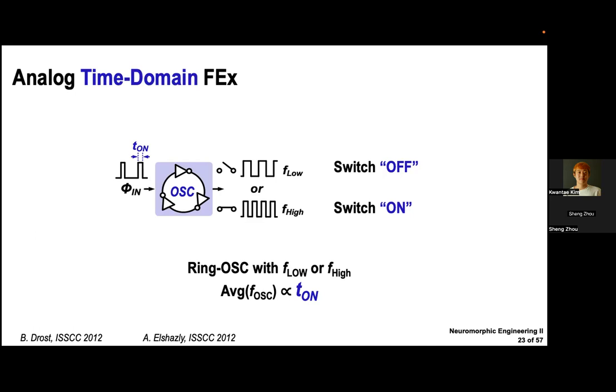Here we have an input PWM signal, P-in, with a fixed on time, and it switches the ring oscillator on and off, running faster or slower. It switches on and off the current flowing into the oscillator. Then it can represent the input on time with the average oscillation frequency.